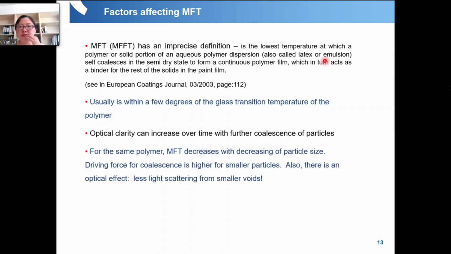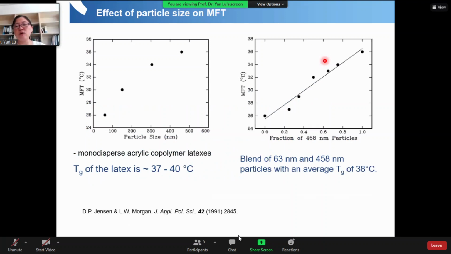For the same polymer, you can tune this MFT within a certain range. For example, you can change the particle size. By decreasing the particle size, you can also decrease the MFT, because the driving force for this coalescence is higher for small particles. And also for small particles you have less light scattering. So this is for the optical effect.